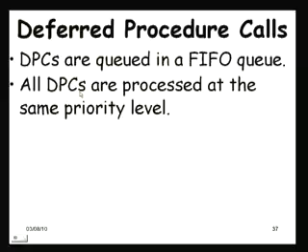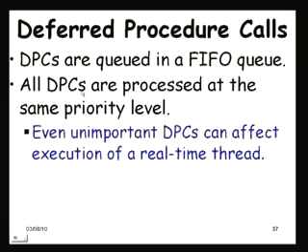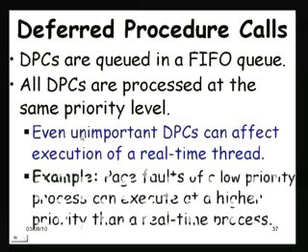All of them are treated in the same manner, or in other words, even unimportant DPCs can affect execution of a real time thread, because these are independent of task priorities. So, the DPCs for a real time thread will operate at the same priority as some unimportant task, for example, some email or something, or maybe a disk IO, just logging something onto disk, they will operate at the same level.